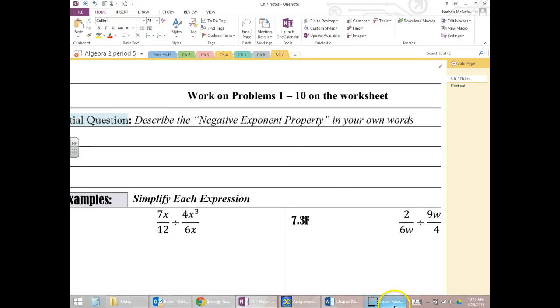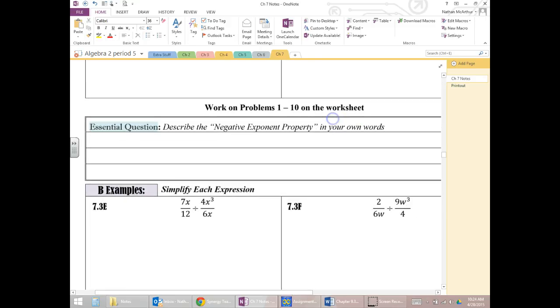We'll give you about 5 minutes or so. Describe the negative exponent property in your own words. I'm going to go ahead and say, if it's negative, what happens if it's negative? Kind of switches top or bottom, right? I'll just say switch top or bottom. So if it's on the top and it's negative, it moves to the bottom. If it's negative on bottom, it switches to the top. So that's a good way to write that.